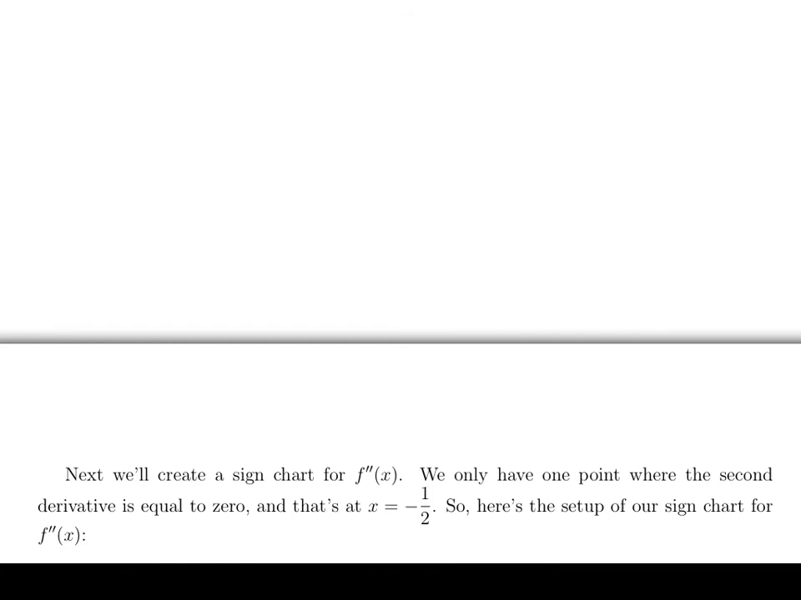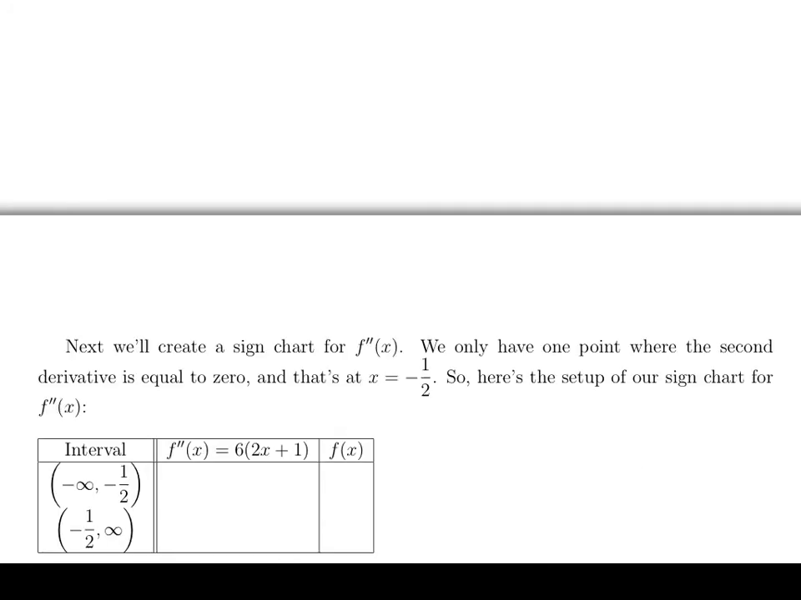Okay, so the next thing we'll do is create a sign chart for f double prime because we want to answer some questions about concavity and inflection points. Now we only have one point where the second derivative is equal to 0, and that's when x is equal to negative 1/2. So go back and look at the second derivative and set it equal to 0, and we'll get this. So let's do our setup for our sign chart for f double prime. Right, since we're breaking things up at negative 1/2, then our intervals are going to look like this. Now the same sort of deal, we'll just pick test points and look to see where the second derivative is positive and negative.